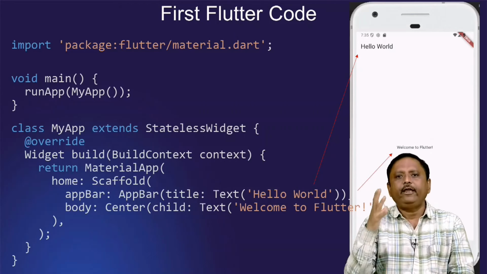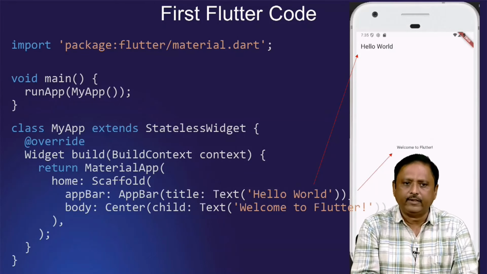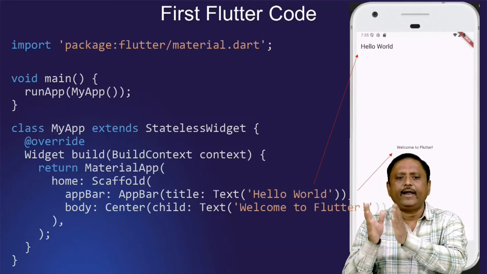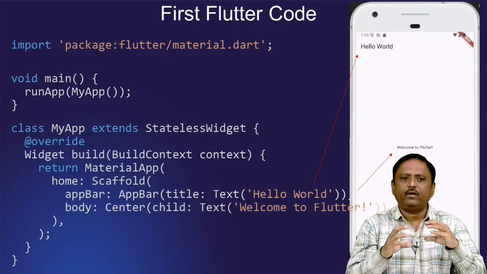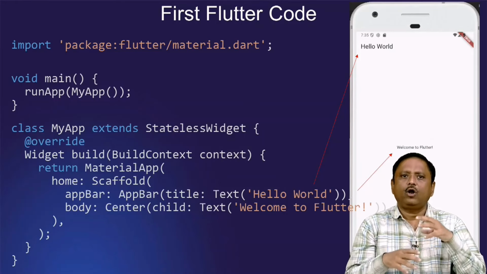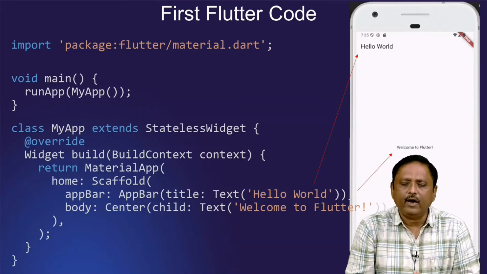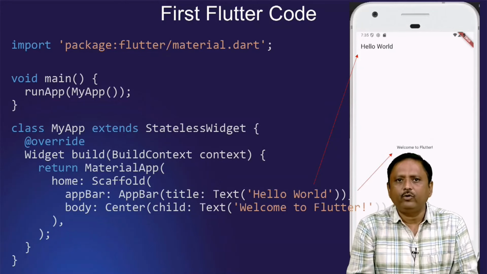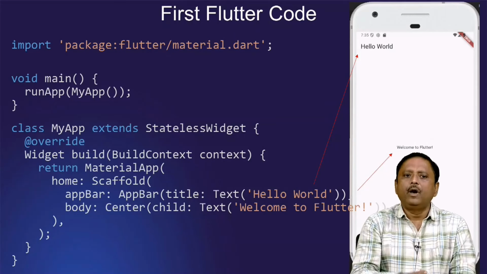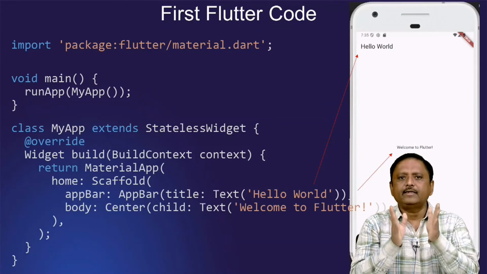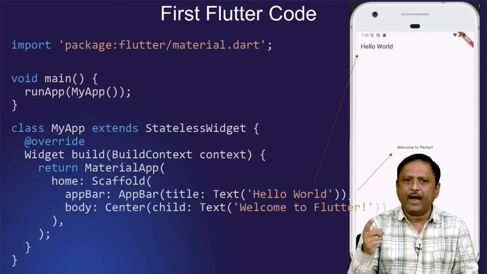So here we write @override and we write the build method, which returns a widget and takes an argument of type BuildContext. So this is a method where you actually create or build a widget and then return that widget, which is displayed by the runApp method. Here we want to return MaterialApp. Now we have seen in the hierarchy that material app consists of home. Inside home we have scaffold, and scaffold consists of two things, app bar and body.